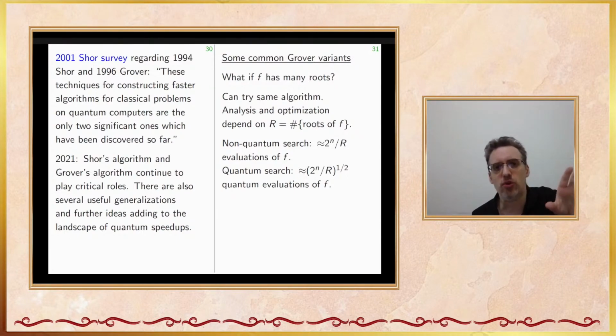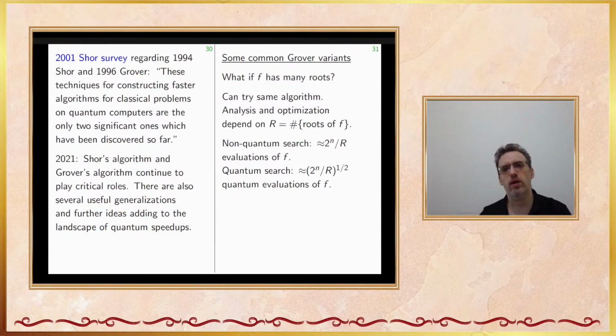So let's just assume you know what R is, the number of roots of f. Then you can analyze exactly what effect that has by the same linear algebra. Try some examples, you'll see that it works, and it does get faster. It's something like the square root of the non-quantum search time. If you would normally spend 2 to the n divided by R approximately, then with Grover's algorithm, stopping at a reasonable moment that depends on R, you would spend the square root of 2 to the n over R time.